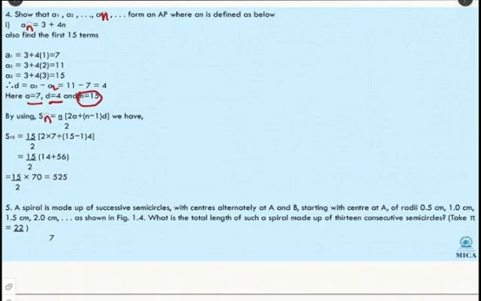By putting the formula Sn is equal to n by 2 into 2a plus n minus 1 into d, we have 15 by 2 into 2 into 7 plus 15 minus 1 into 4. After simplifying, we get the answer as 525. Hence, the sum of first 15 terms is 525.